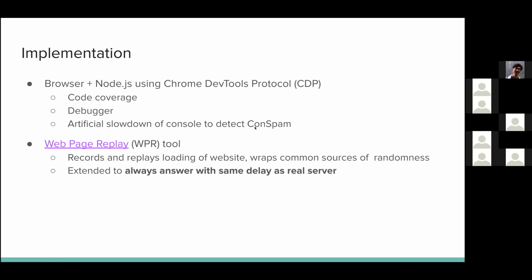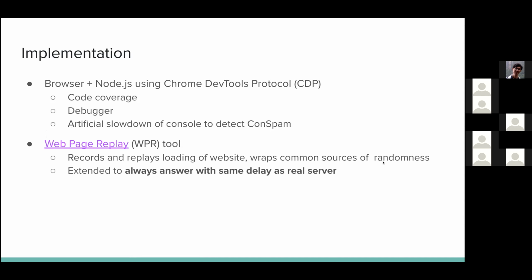Okay, so this is a similar setup as previously, but there's also artificial slowdown of the console in order to detect console spam, and they use this tool called Webpage Replay, which is used for debugging the Chromium browser. What it does is that it records and replays the loading of websites, and it also wraps common sources of randomness like Math.random and dates.